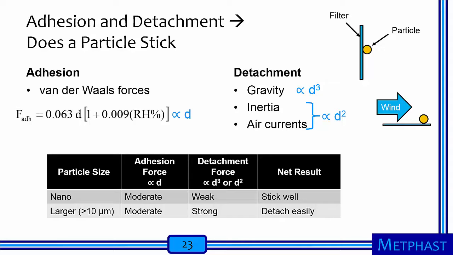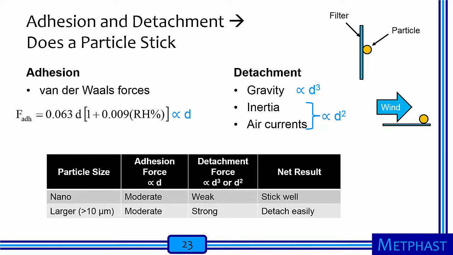The forces that cause particles to adhere or detach from a surface are important in determining the stickiness of a particle. Adhesion, primarily due to van der Waals force, is an important force that is proportional to particle diameter. This force also goes up with relative humidity. You can understand that as things get stickier when they're wet. Detachment is proportional to particle diameter squared, or particle diameter cubed.